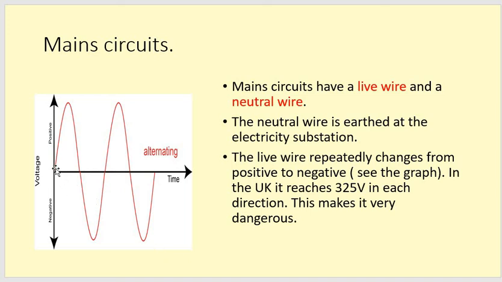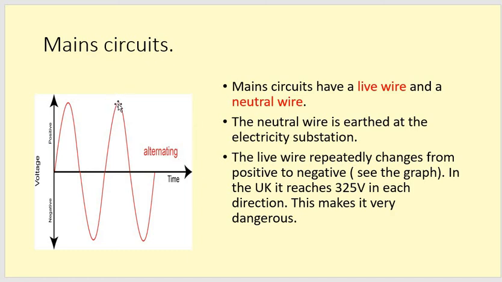And as you can see, the current slowly builds up to a maximum positive charge, and then it decreases through the 0 point to a maximum negative charge. And the maximum positive and the maximum negative have the same value. Yeah, and this is what you get down your live wire in your home, the current.